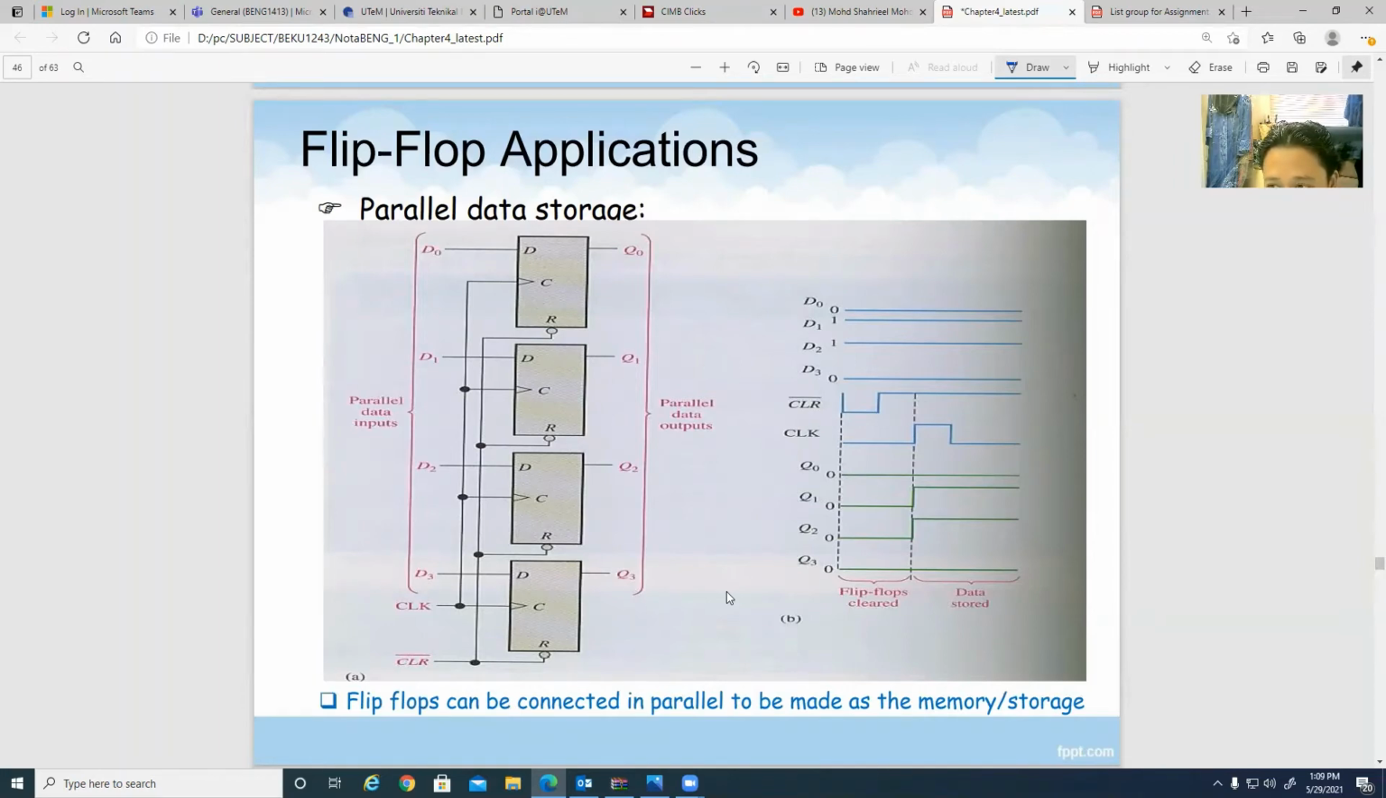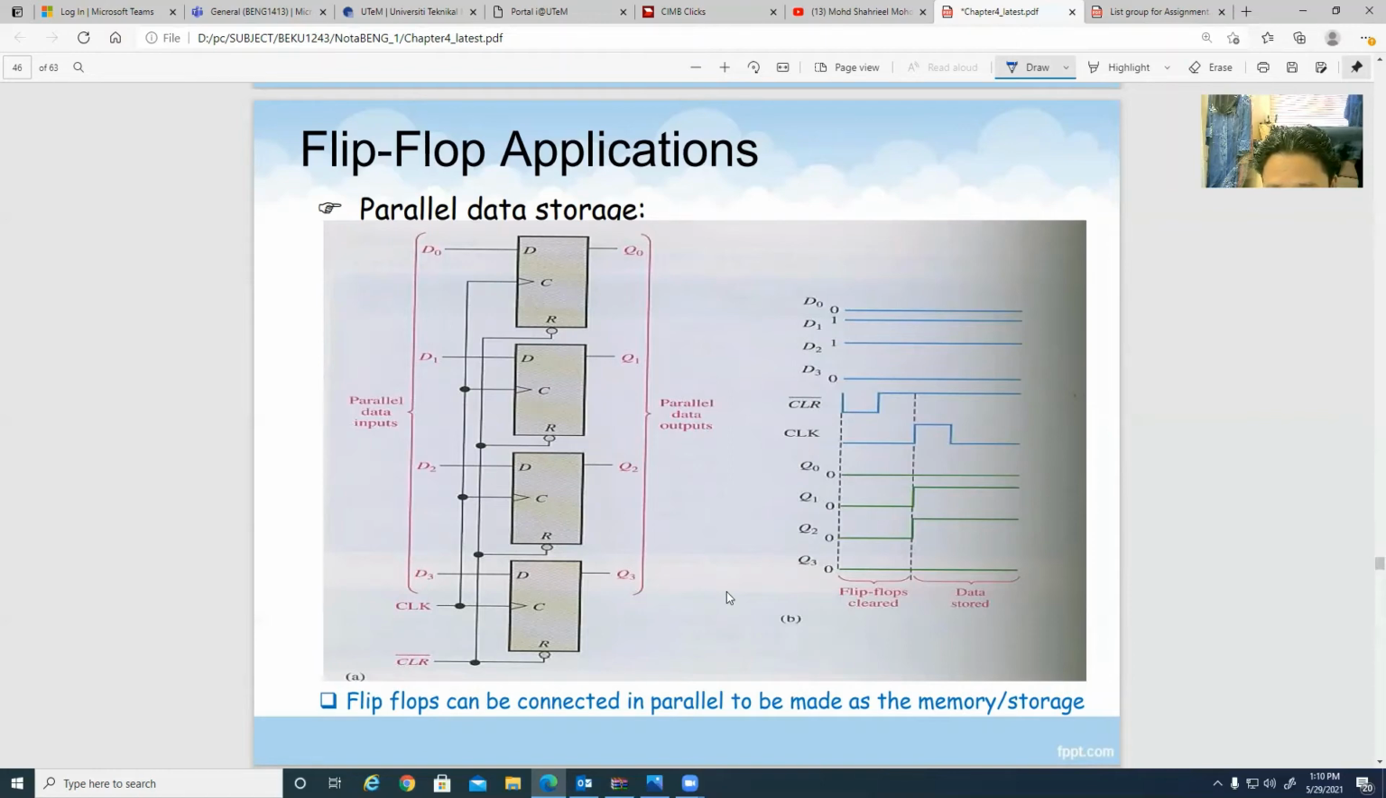So as you can see here on the figure, we have flip flops in parallel, using D flip flops. We can connect them in parallel to make a memory or memory storage. Every flip flop has a different input, with the D node. We have D0, D1, D2, and D3.